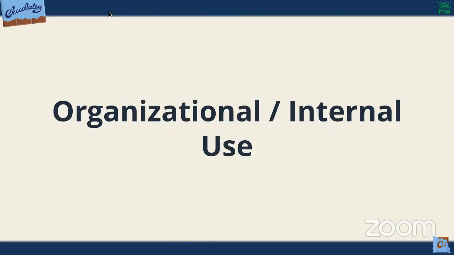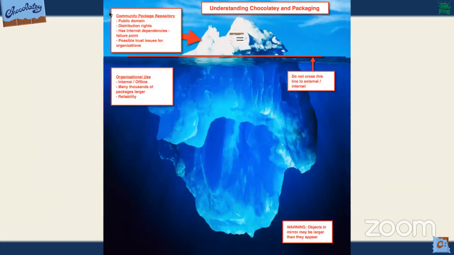you're an organization and you're looking to do that internal use. We always say that when it comes to Chocolatey, you've got to understand that the community repository is the tip of the iceberg, right? It is in the public domain. It has distribution rights, and it can be fully reliable. We're actually going to see that in the next slide, but we'll just talk about how there's a much bigger, hundreds and maybe even thousands of organizations that are using Chocolatey internally. They never touch the community repository.